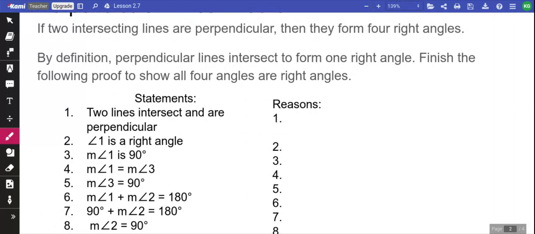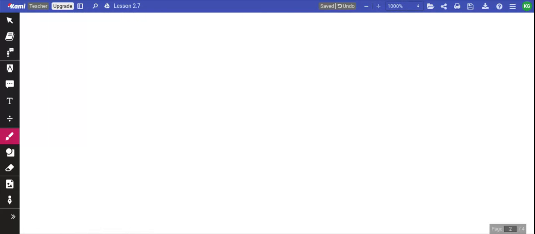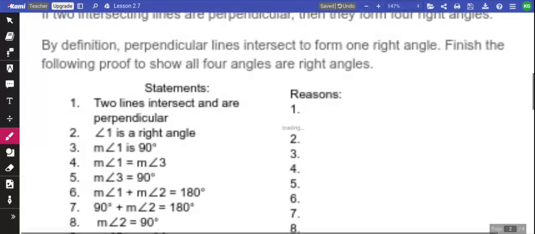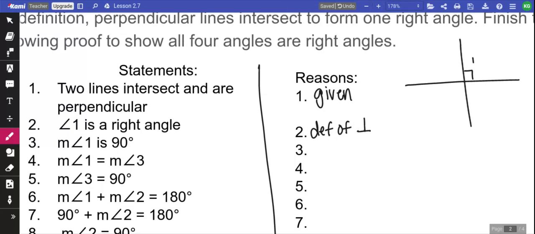So I'm starting with my statements: two lines are intersecting and perpendicular. Okay, that is given. And so I'm just going to do two lines, and it's saying that it's perpendicular. So here I have angle 1 is a right angle, and that is because of the definition of perpendicular. It says that if you have two things that are perpendicular, it makes a right angle. Then the next thing we have is, since we know angle 1 is a right angle, its measure is 90. So that's the definition of right angle.